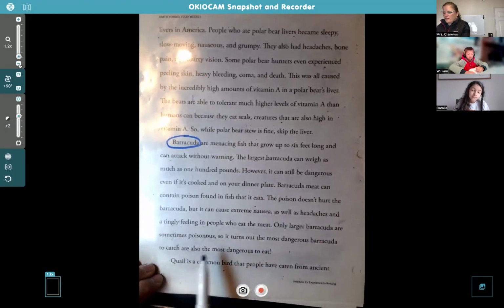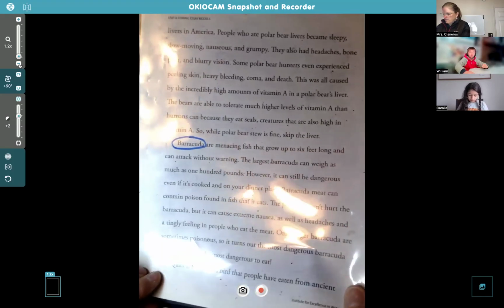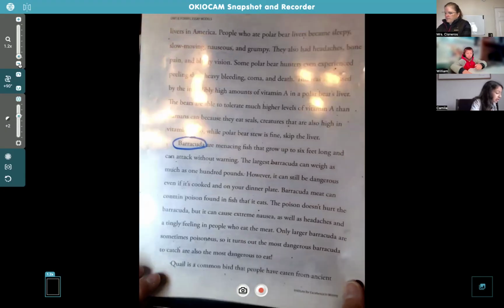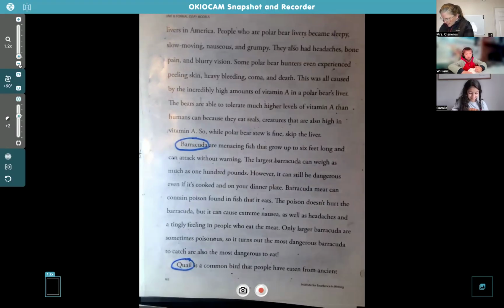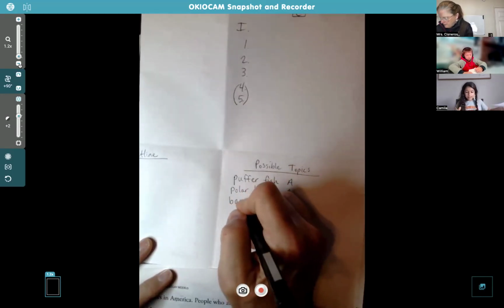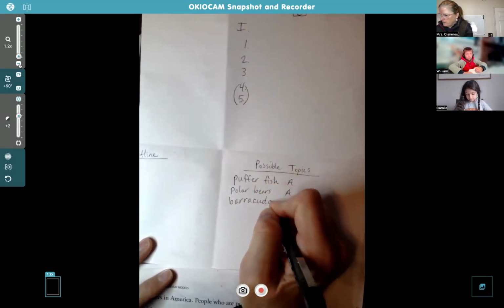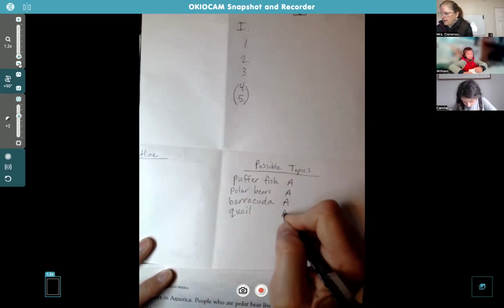And then there's one more paragraph down here that starts at the very, very bottom. So Camila, go ahead and read the first sentence, and then tell us what you think it's going to be about. Quail is a common bird that people have eaten from ancient times until today. Quail. Yep, quail. It's kind of nice. They set it up for you guys, so it's super easy to tell what the topics are going to be. So let's put barracuda, A, and quail, A.